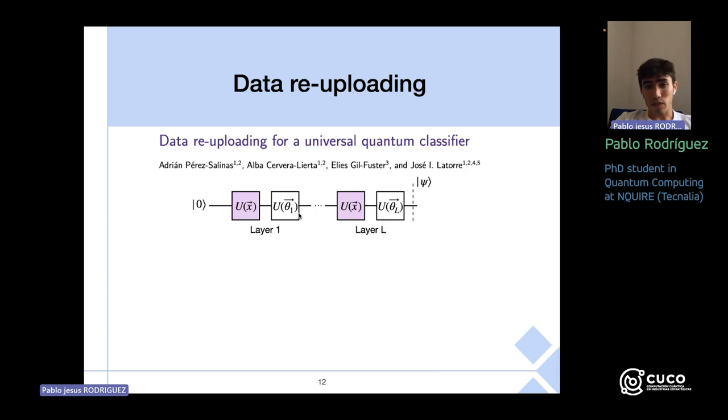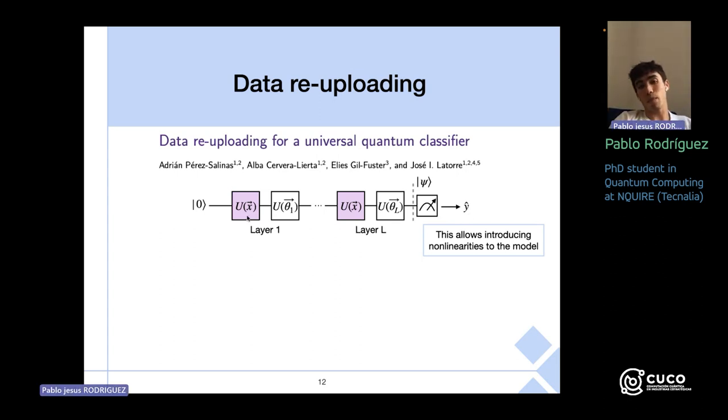So, after that, let's call this quantum state, which is the output of these unitary gates, psi. And then if we measure this, we are able to perform a classification. We are able to assign a label to this. This repetition of layers allows us to introduce nonlinearities into our classification model. We know that quantum mechanics is linear, and if we want to introduce nonlinearities, this is one way to do it, which is just adding some layers.